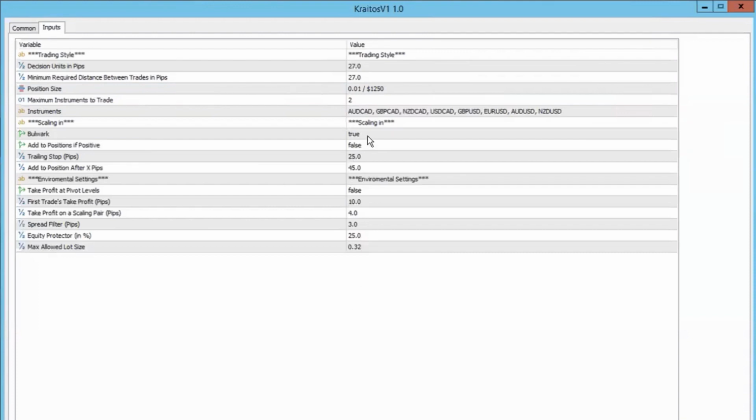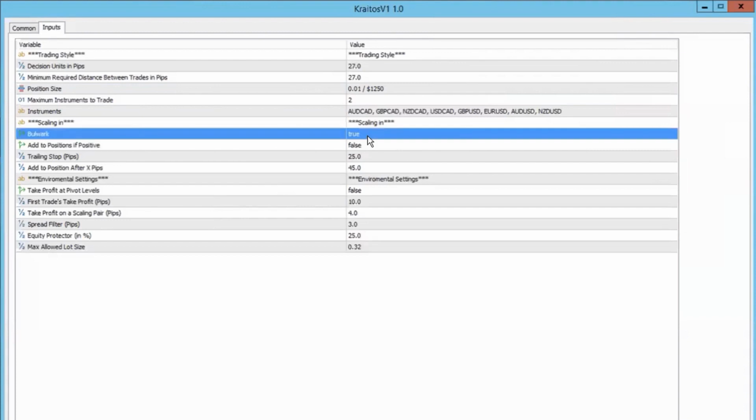The next really important thing is called Bulwark. This is actually a currency shield. What does a currency shield mean? If you're already in a Euro USD trade, it's not going to open, let's say, Euro CAD, okay? It's not going to open any other pair that has Euro inside. So that means we are always on the safe side.